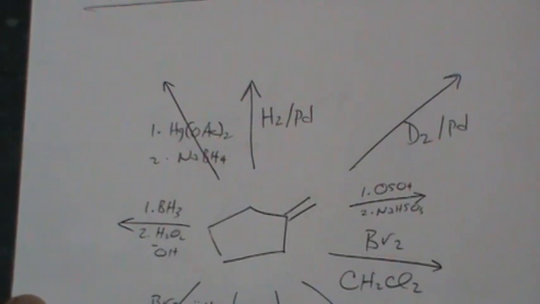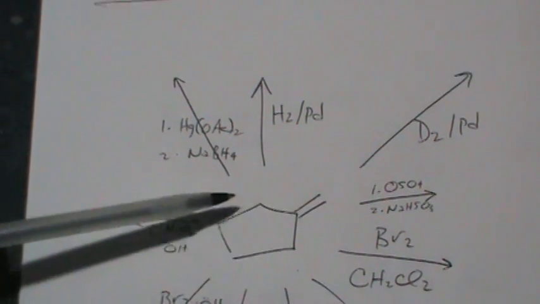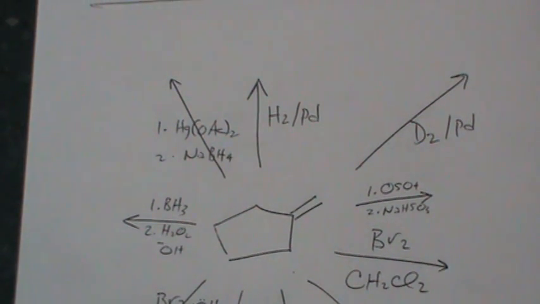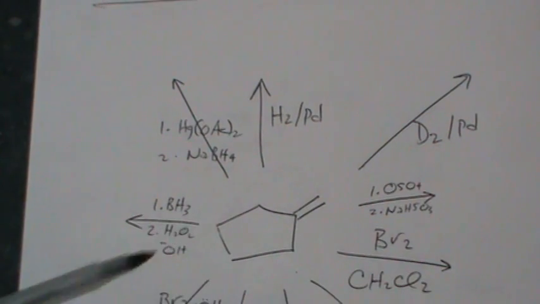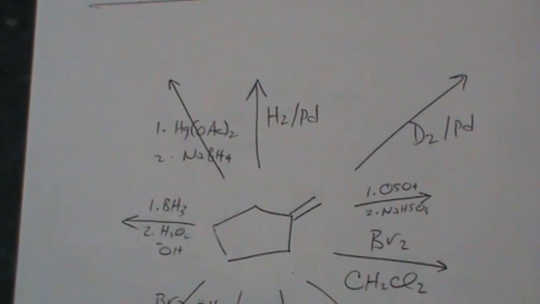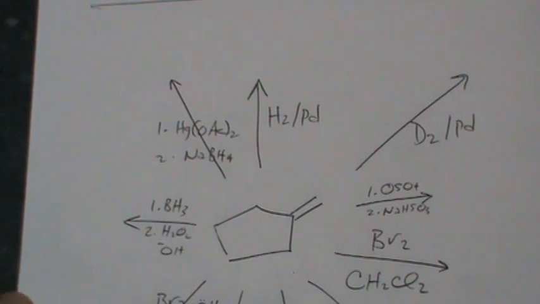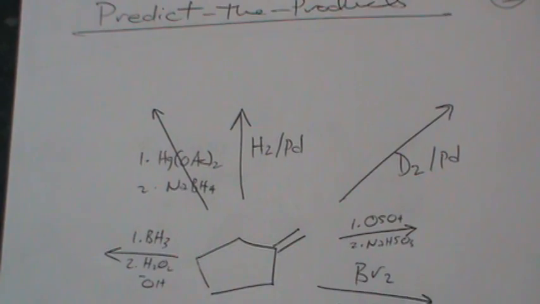So here we have an alkene. This is a methylene cyclopentane, called methylene cyclopentane because that's a CH2 group outside of the ring. Methylene cyclopentane has this exocyclic double bond. And we're going to react it with a variety of reagents. We'll start here with hydrogenation, which is all the way up at the top.